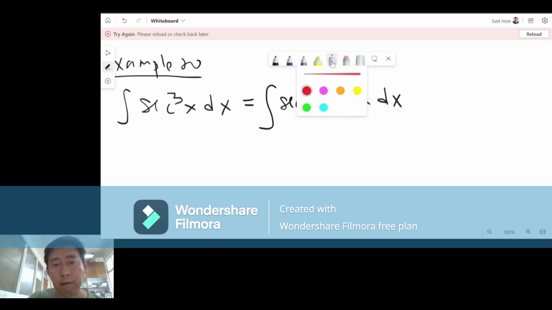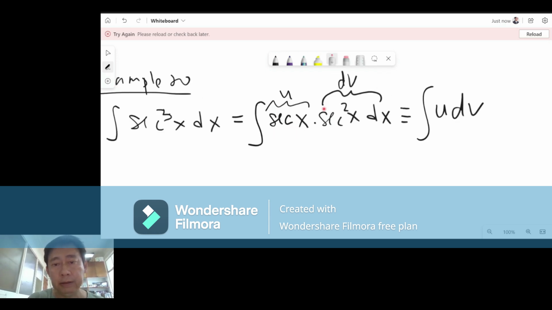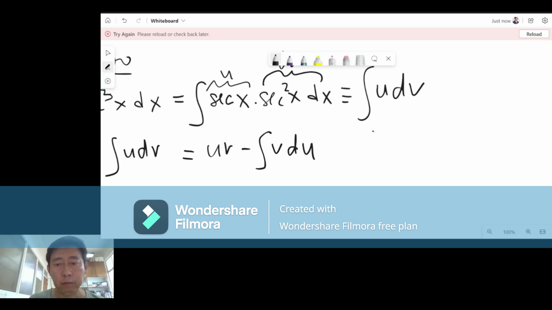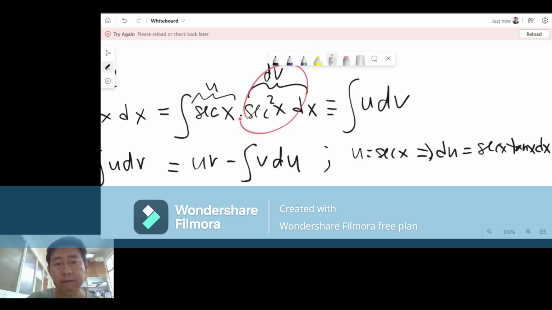The expression of this integration in the language of integration by parts is identified to be u dv. We would then identify u as secant x, dv as secant square x dx. We proceed by expressing the integration of u dv as uv minus the integration of v du. So let's proceed to obtain what is du and v. Here u is secant x. The differential of u is secant x tangent x dx. dv is secant square x dx.